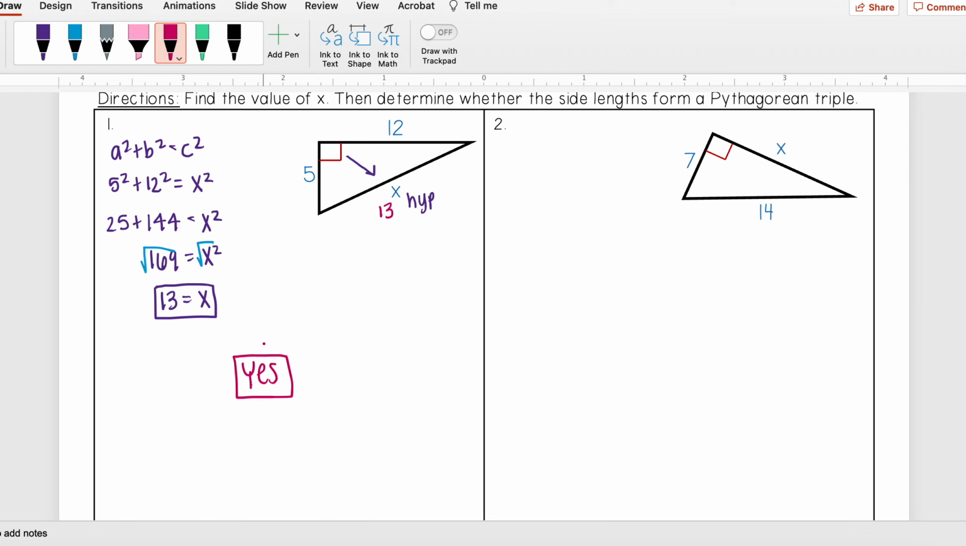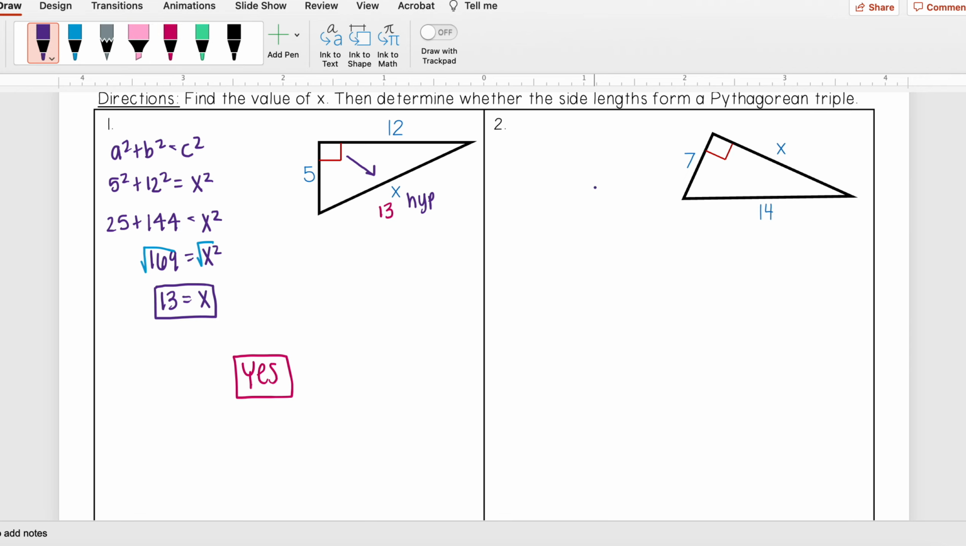However, if you do not have that table on hand, anytime that you end up with an integer, so there's no fractions, there's no decimals as your side lengths, then it's going to be a Pythagorean triple. So here, since I just have numbers 5, 12, and 13, that's going to be a Pythagorean triple. If this instead was the square root of 15, it wouldn't be.